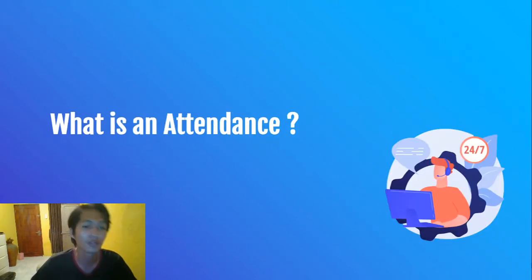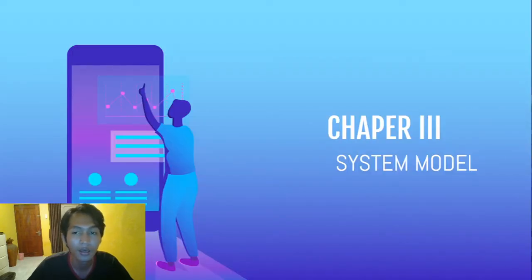The next is, what is an attendance system? An attendance system is a management system for a person, an institution, or an agency that automatically records attendance data and can be used as a source report for personnel management needs. Chapter three is about the system model.